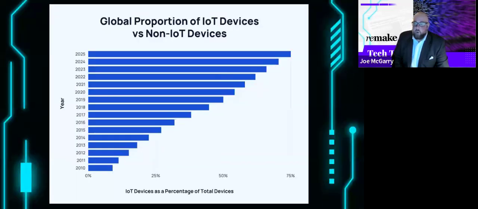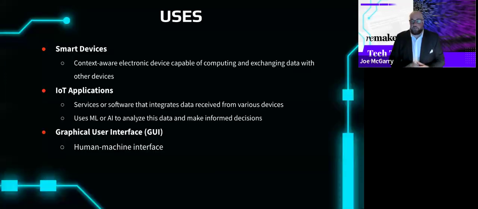Now we've got the proportion of these devices versus non-Internet of Things devices. As of 2020, Internet of Things devices outnumbered non-Internet devices globally. It's expected that by 2025, Internet of Things devices will outnumber those that are not Internet of Things by 3 to 1. So here are some of the uses for these Internet of Things devices.